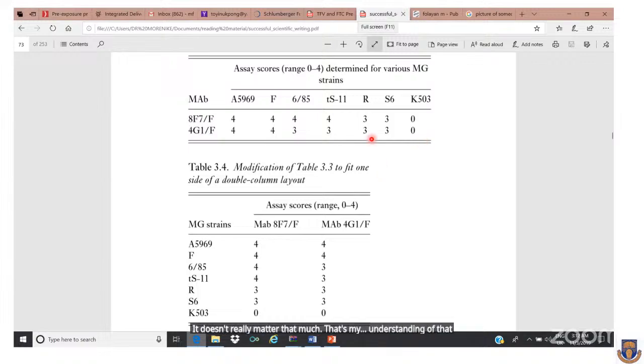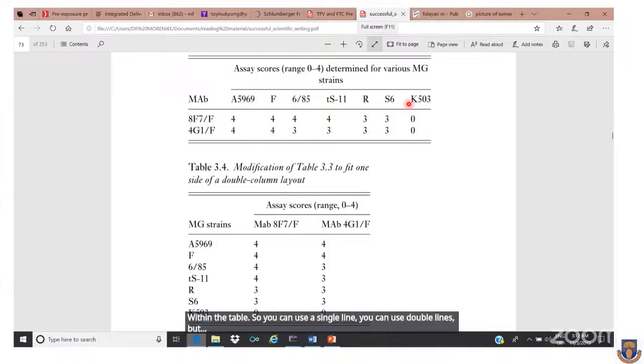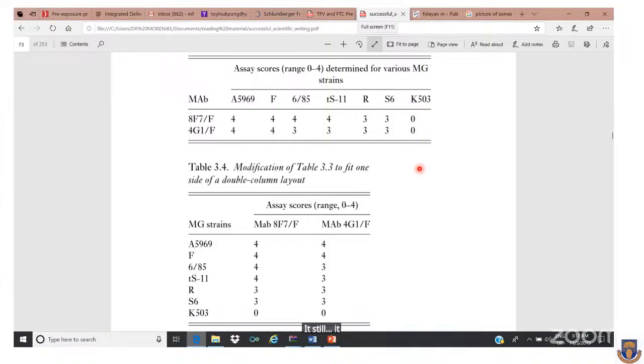That's my understanding of that. I think the reason for that was just to clearly differentiate between the borders of the table and this other line, which is within the table. So you can use a single line, you can use double lines, but it represents one line. Even if you're using this double line format, it's still one line, but a different line style. It's just the line style that is different. That's the styling. Okay, I hope that answers your question.